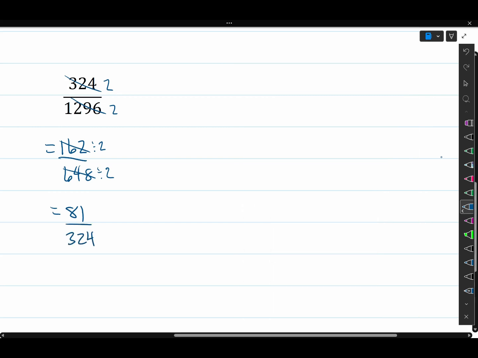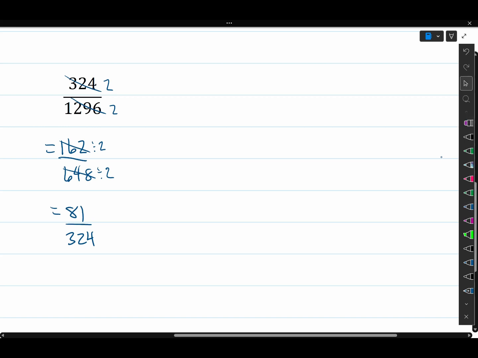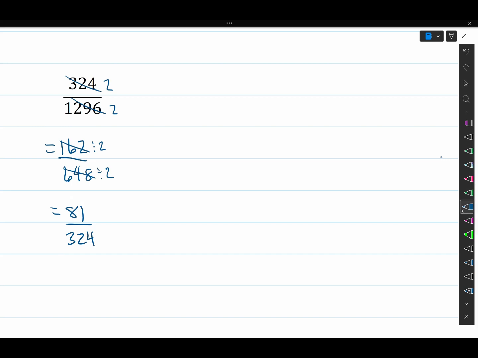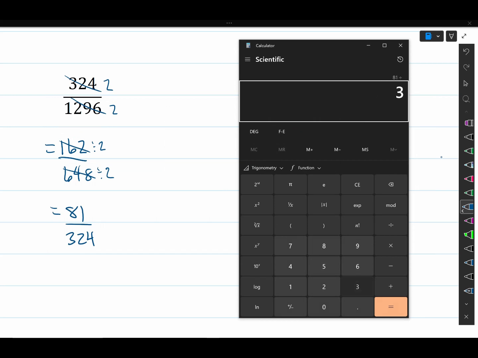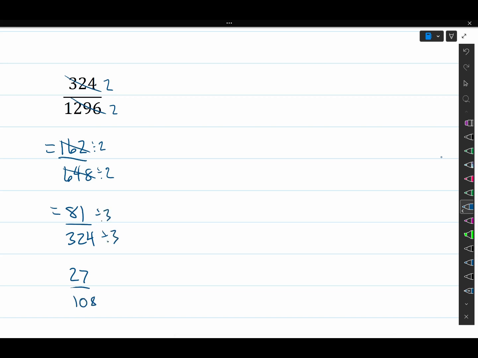Now at this point, okay, I no longer have an even number in my numerator. That means I will not have any more even factors that are shared between my numerator and denominator. So then it's time to look for some odd factors. Well, the easiest odd factor to look for is 3. Let's check. Is 81 divisible by 3? Yes, it is. I get 27. Is 324 divisible by 3? Easily? Yes, it is. I get 108. So I'm working with 27 over 108, where I've divided my numerator and my denominator by 3.